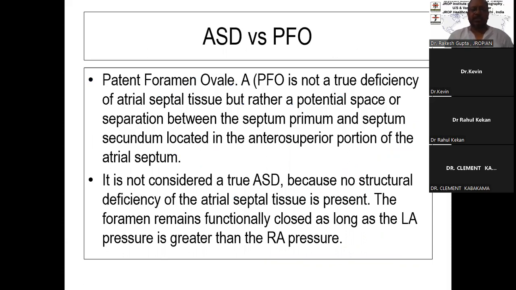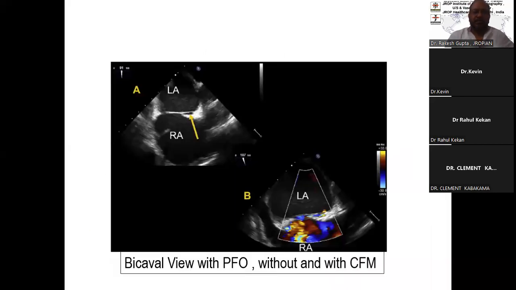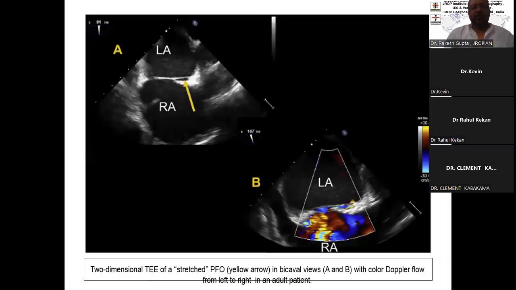One word about ASD, or rather PFO. I can only show this by one slide: a PFO in transesophageal echo looks like this kind of number. This is the limbus, which comes and closes the fossa ovalis. So if you do a transesophageal echo and give color, you may find flow across this limbus, and as you can see by color Doppler over here, the blood is rushing from this point and emerging over here. This is known as a patent foramen ovale.